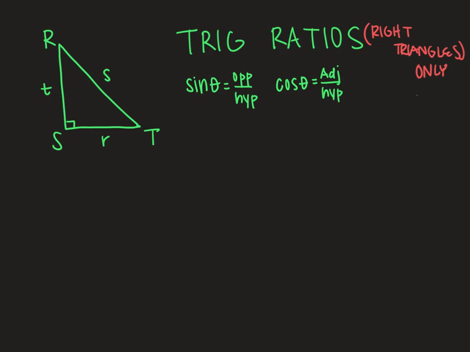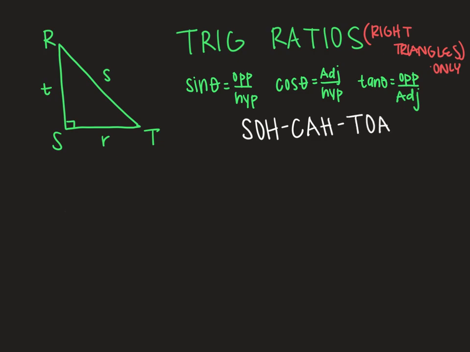And last we have our tangent. So tangent of an angle is equal to the opposite side over the adjacent side. Some people like to use the mnemonic SOHCAHTOA so you know what sides go with what trig function. So we have SOH for sine is opposite over hypotenuse. CAH for cosine is adjacent over hypotenuse. And then TOA for tangent is opposite over adjacent. And then together we have SOHCAHTOA.